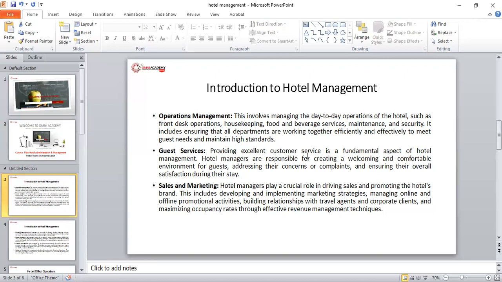Then comes guest services. It is about providing excellent customer service, one of the fundamental aspects for hotel managers. It is the responsibility of every staff member in the hotel to welcome guests and create a comfortable zone for them so they have no complaints. They should enjoy and be satisfied during their stay. If we behave improperly, make a bad remark, or have bad manners, then the result will be negative.